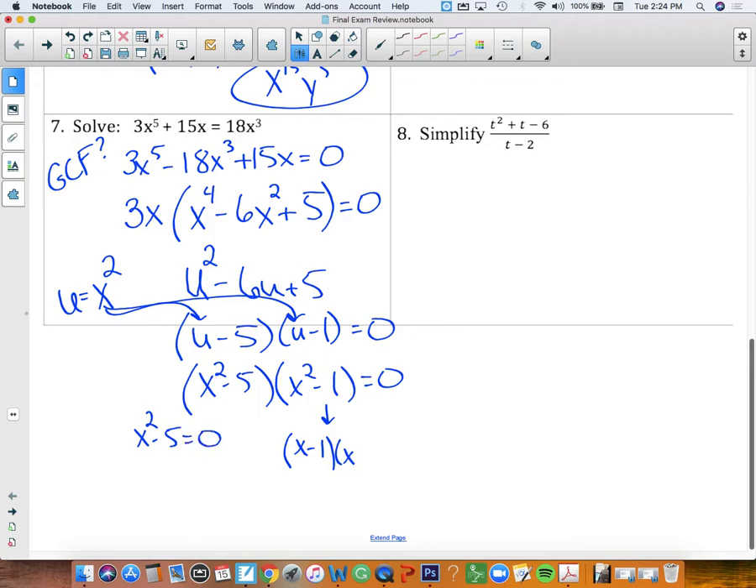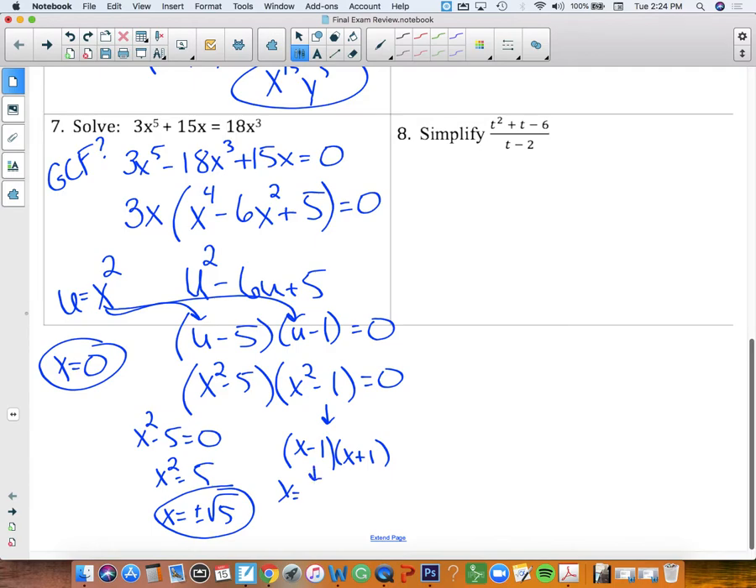And then solve for x. So add 5, you get x squared equals 5, square root both sides. So x equals plus or minus square root of 5. Oops, this should be a plus 1 over here. All right, so then I have for my solutions, this right here, back up top, gives me a 0 as a solution. So I have x equals 0, and then I have x equals plus or minus square root of 5, x equals 1, and negative 1.